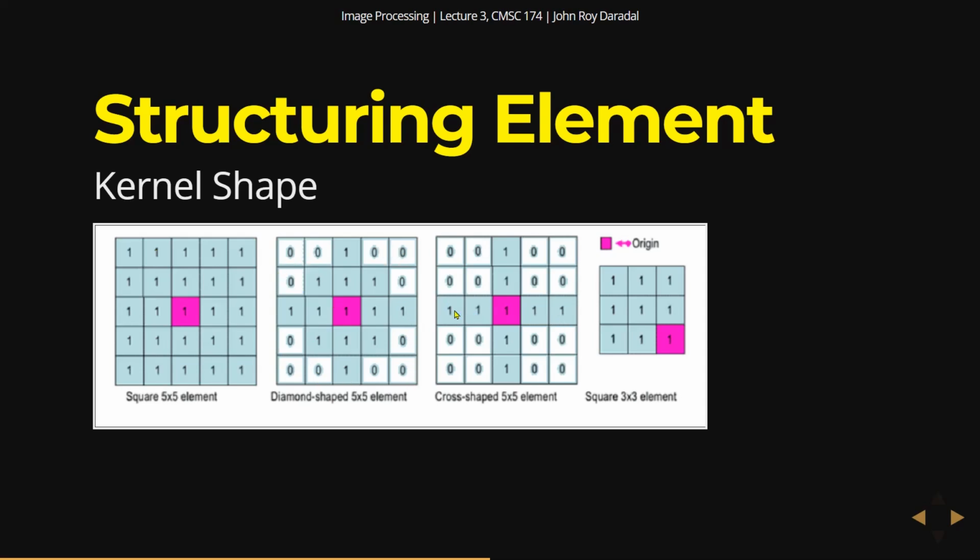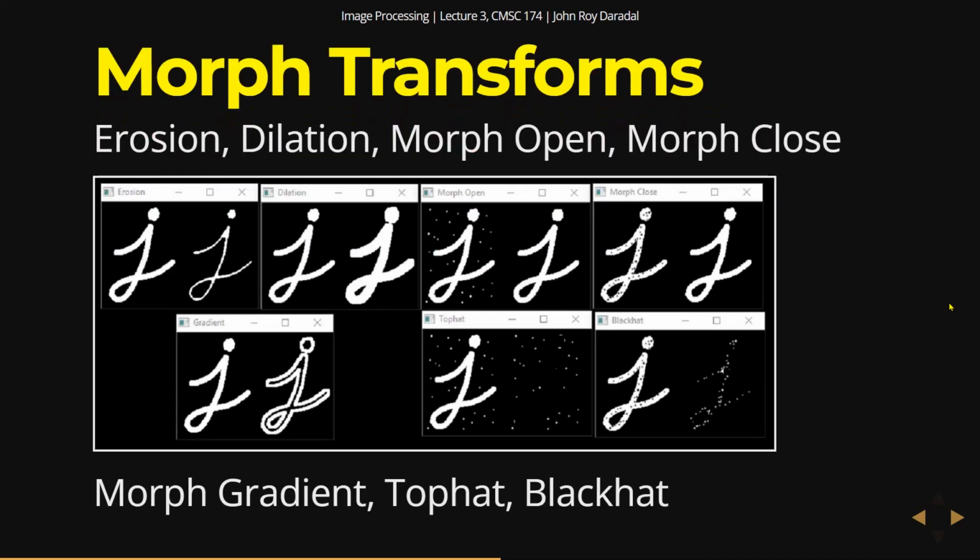Then this one is a cross shaped structuring element, so only the ones across horizontally and downward are used, and the diagonals don't matter in the 5 by 5 element. So you can choose which parts are going to be considered in the morphological transform. Those are the kernel shapes. These are the 7 different morphological transforms that we will discuss: erosion, dilation, morphological open, morphological close, morphological gradient, top hat, and black hat.